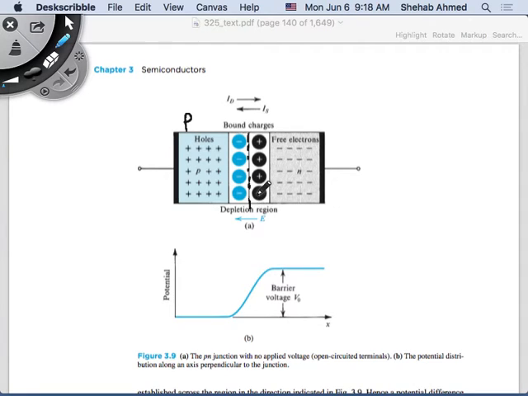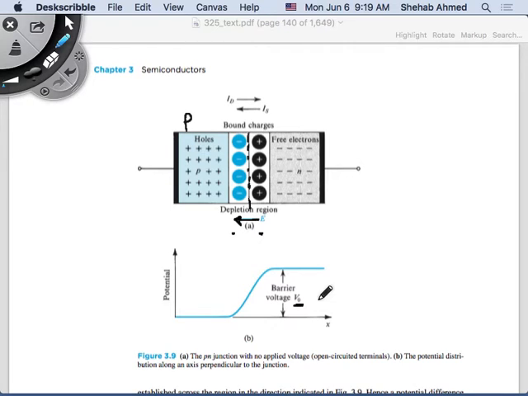And since this region is free of free electrons, the reason there were free electrons was because we had donors in there. These donors had positive bound charges. So the free electrons combined with the holes, we were left with the positive bound charges. Similar thing here, but on the negative side, right? This creates an electric field, and hence, between any two points in the depletion region, there's a voltage. This voltage is called the barrier voltage.